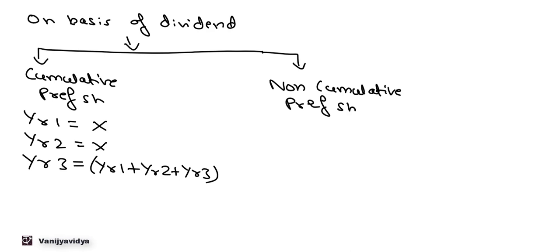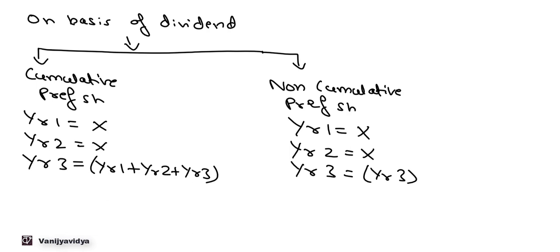Non-cumulative preference shares are the opposite of cumulative preference shares. Say in year 1 there is no profit, so no dividend is paid. Year 2 there is no profit, so no dividend is paid. Year 3 there is a profit. So if it is a non-cumulative preference share, then the dividend will be paid only for year 3. Now in India, if nothing is specified, then the preference share will always be a cumulative preference share.